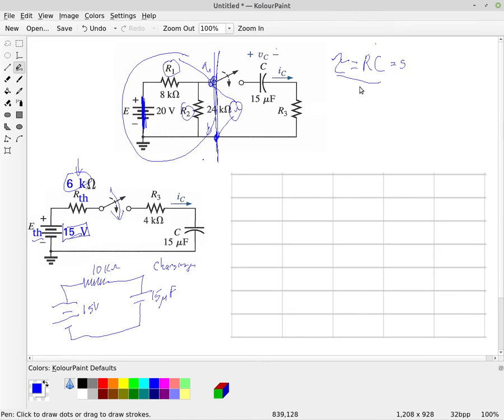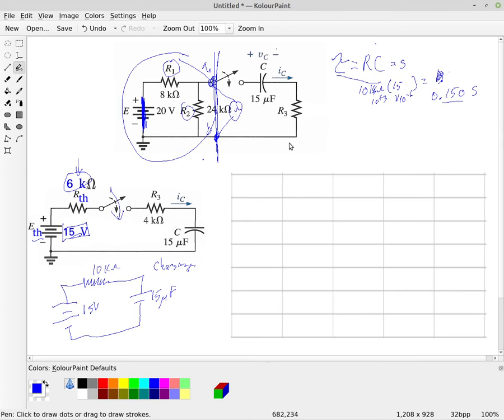Okay, and so we have 10 kilo ohms times 15 micro. Remember, micro is 10 to the minus 6, and K is 10 to the positive 3. And so that means that the time constant is 0.150 seconds. That's 3 significant digits. 0.150 seconds. That is our time constant.